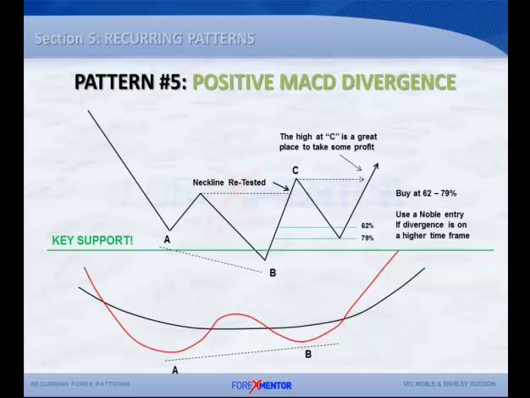Just remember that. What we want to see happen is that we have lower swing lows being made on the price chart, but on the MACD indicator, the corresponding lows are moving higher, not lower. See, this A goes down to B, the price is going lower, but if you look at the corresponding lows on the MACD, the wave bottoms on the MACD are actually moving higher.